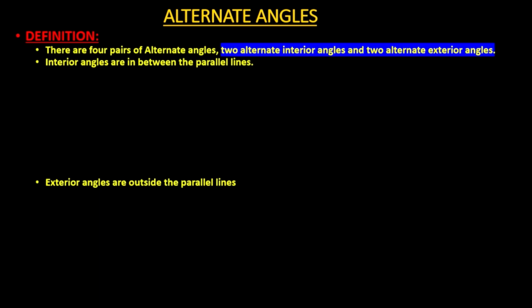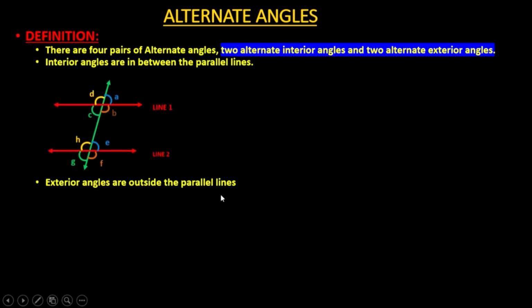Alternate angles. There are 4 pairs of alternate angles, 2 pairs of alternate interior angles, and another 2 pairs of alternate exterior angles. Interior angles are in between the parallel lines. Exterior angles are outside the parallel lines. Let's see some examples. Again, follow the white lines. Here it is in the shape of a Z.